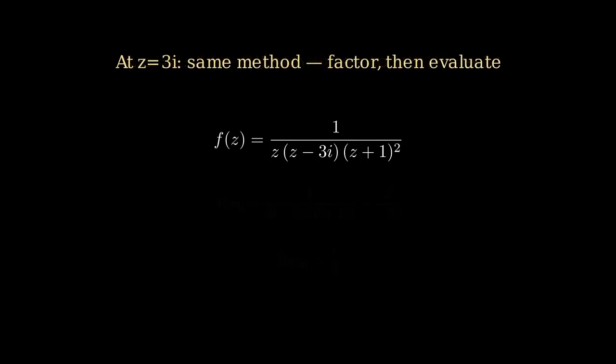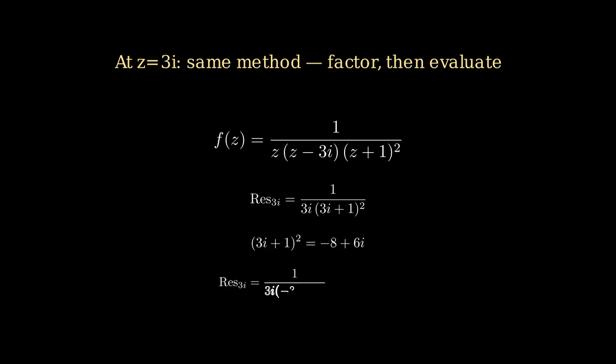Finding the residue at the simple pole, z equals 3i. Same method. Factor out the singular piece, then evaluate what remains at z equals 3i. Working through, the quantity 3i plus 1 squared equals -8 plus 6i, so we get 1 divided by 3i times the quantity -8 plus 6i, which is 1 divided by -18 minus 24i. Rationalizing this fraction gives -3 plus 4i, all divided by 150.